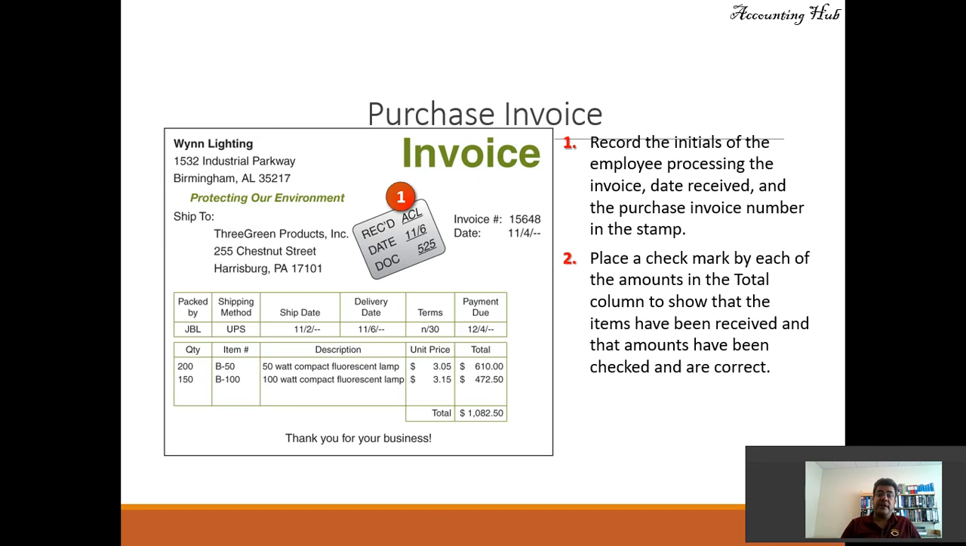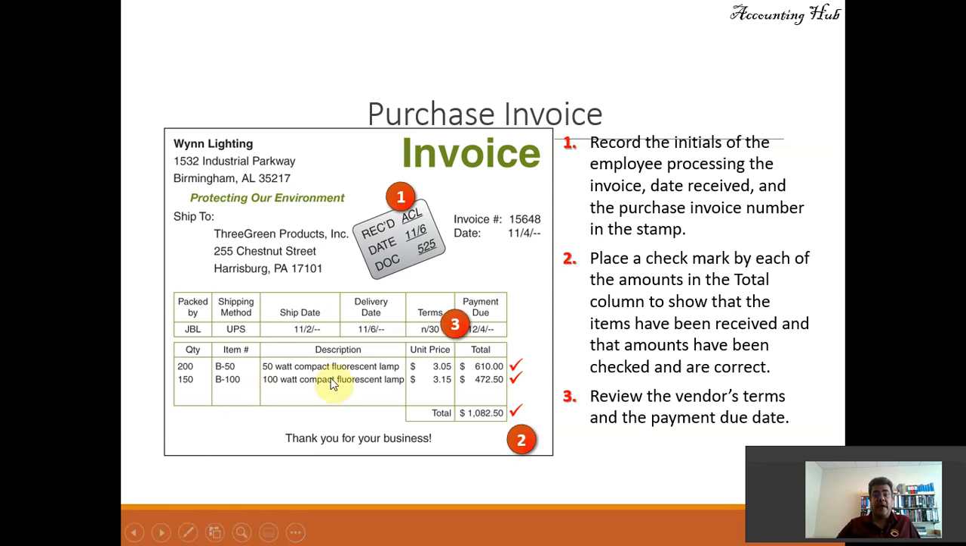and the invoice number. Second, a check mark by each of the amounts in the total column to show that the items have been received and the amounts have been checked and are correct. Number 3, review the vendor's terms and the payment due date. That is here. So N30 means that we will pay in 30 days.